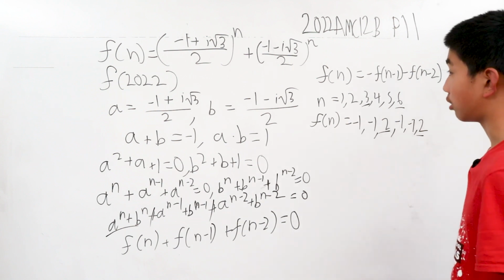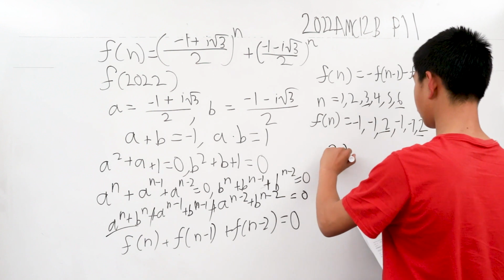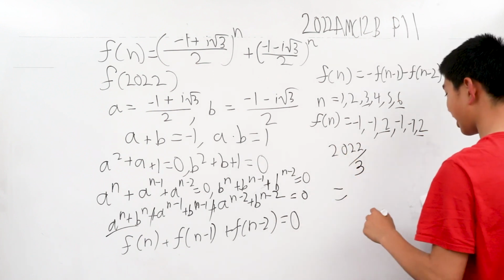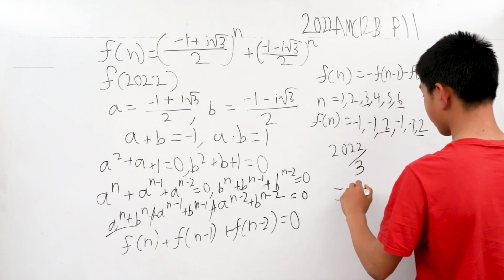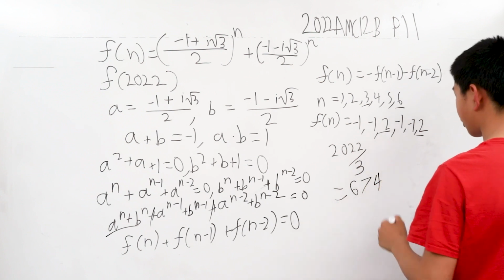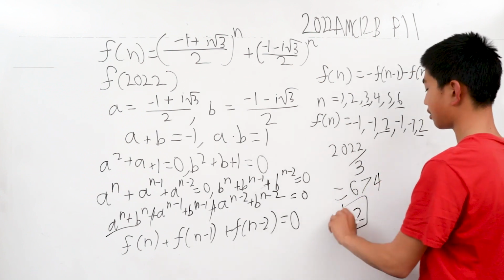So all we want to do is find out if 2022 is divisible by 3, and it is. This is going to be 674, I'm pretty sure. So it is divisible by 3. Therefore, our answer is simply going to be 2.